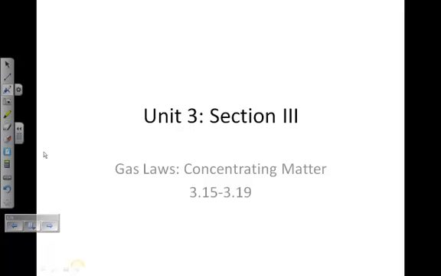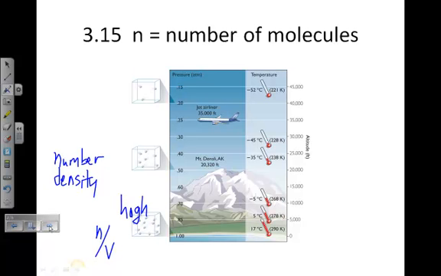So this is Unit 3. We're looking at Section 3, where we're going to talk a little bit more about gas laws. Notice this is number density. The further you come towards the sea level, the higher the number density. That means the air particles are more concentrated. Again, number density is calculated by N, which is the number of particles, divided by the volume of space that the particles are contained in.